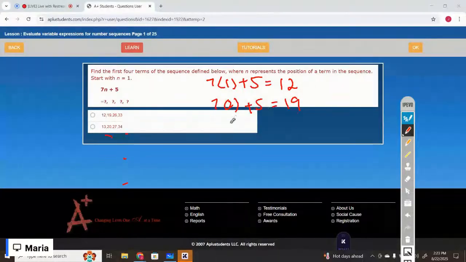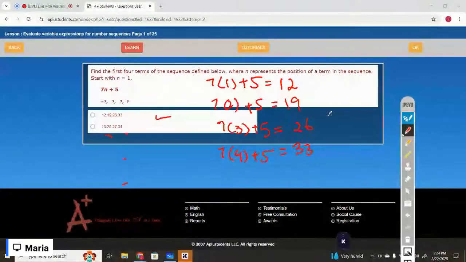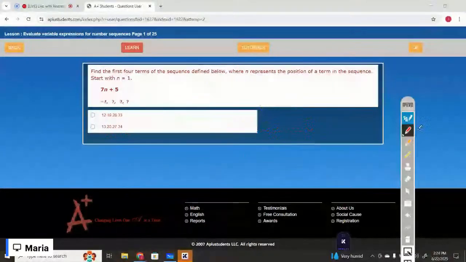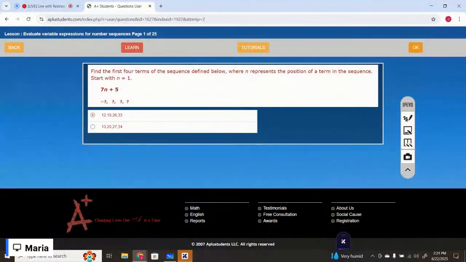7 times 3 is 21 plus 5 is 26. 7 times 4 is 28 plus 5 is 33. Option number 1 is the correct option, that is 12, 19, 26 and 33.